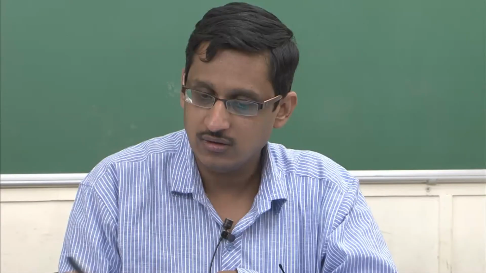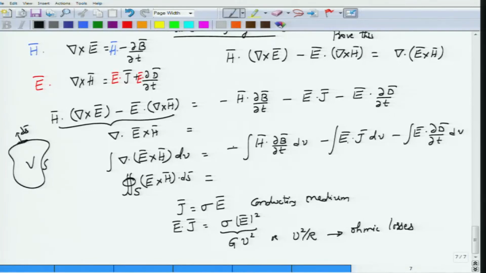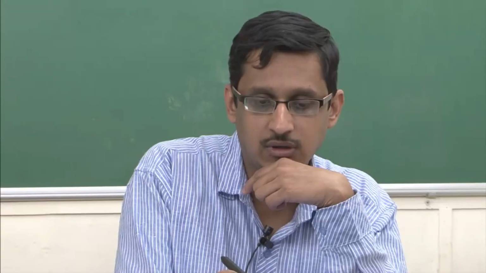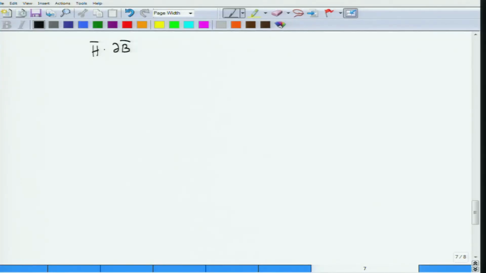If you want, you can put the minus sign on the left hand side and retain all the plus signs over here, to represent the loss or the stored energy, and this quantity therefore represents ohmic losses. What about the term H dot del B by del t integrated over the volume? This term is actually the stored magnetic energy. Why? Again, go back to the circuit kind of idea. B is equal to mu H.